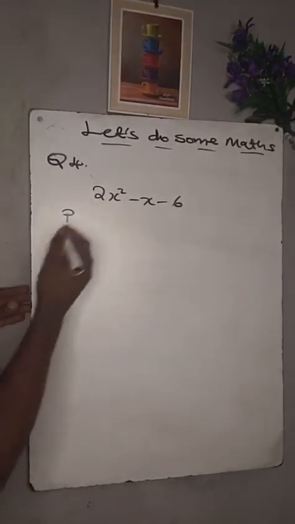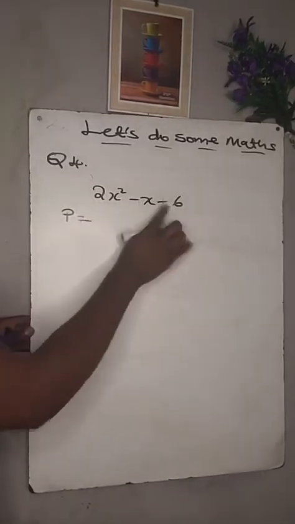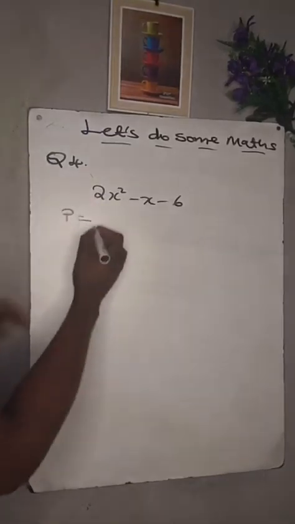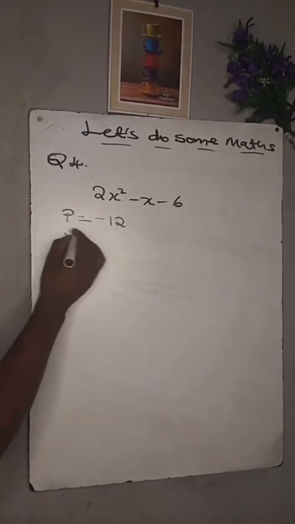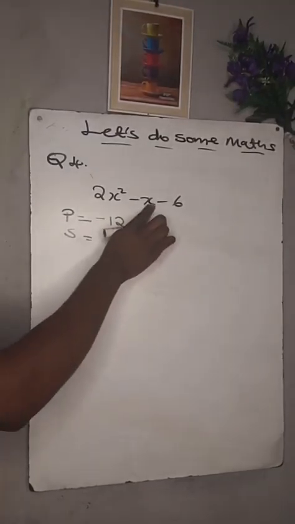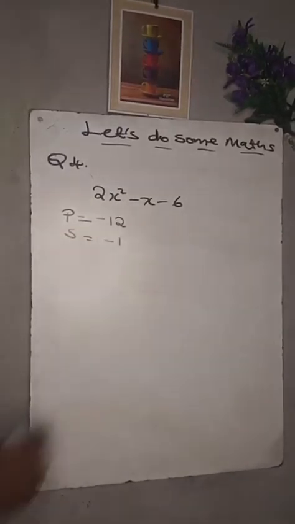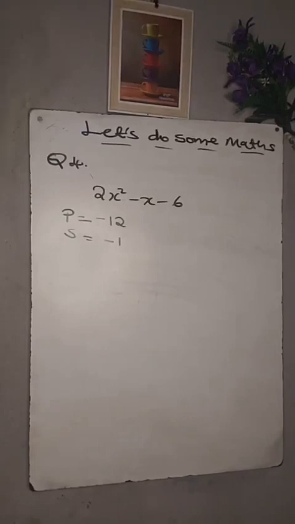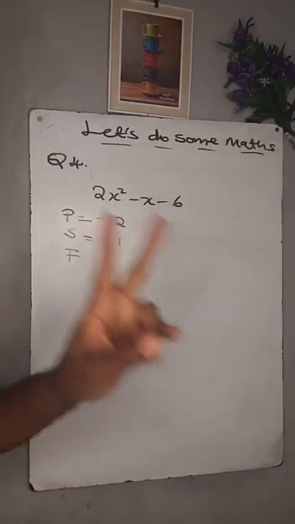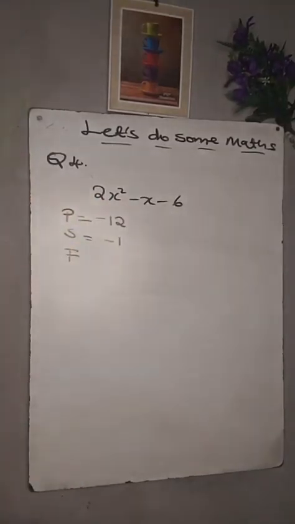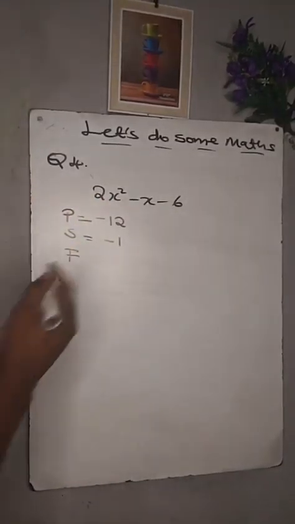So our product will be 2 times negative 6. That's how you find the product: the coefficient of x squared times negative 6, so you get negative 12 as our product. Then for the sum, you look for the coefficient of x. The coefficient of x is negative 1. We have a negative here, but there's one x, so negative 1 is our sum. Then for factors, we look for 2 numbers that when we multiply, we get negative 12, but when we add, we get negative 1.